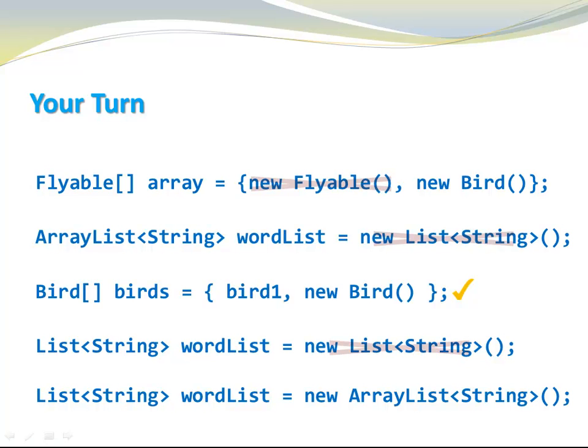Fourth line. No. A List cannot be instantiated, regardless whether I try to assign it to a variable of type List or a variable of type ArrayList. Right next to the new operator, you cannot have an interface type. Interfaces do not have constructors. Last one, myWordList is a List of String, which is fine, and I assign it an ArrayList, a class that implements a List of String. Works nicely.